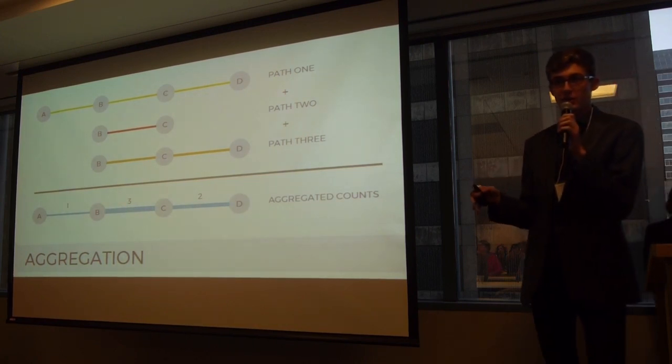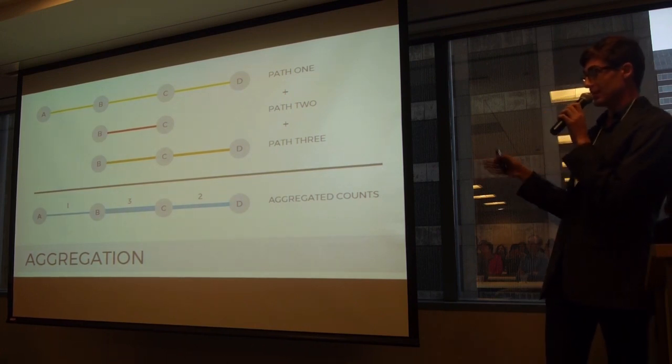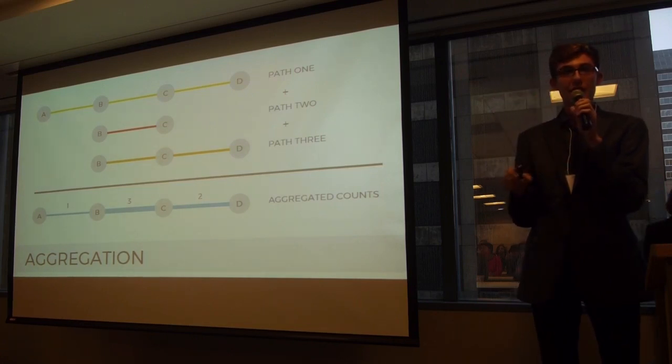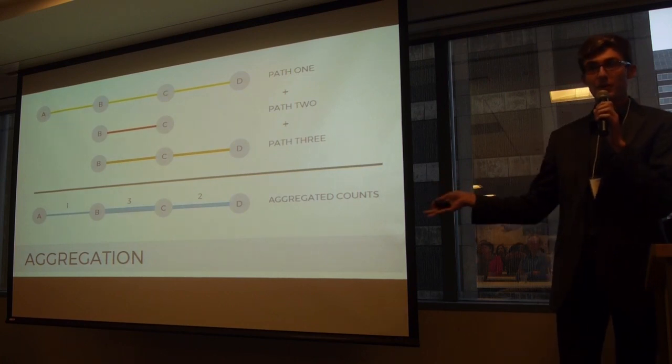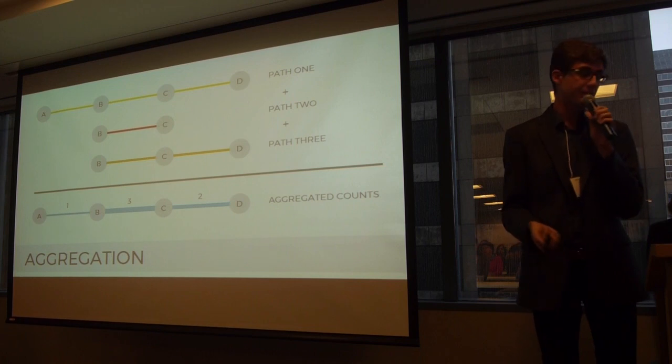And so path 1 traversed A, B, C, and D, path 2 was B to C, and path 3 was B, C, and D. And so, just specifically, we looked at how many people traveled between each node, and were able to aggregate that. So between A and B, there's only 1 person that was cruising. Between B and C, there was 3, and between C and D, there were 2.